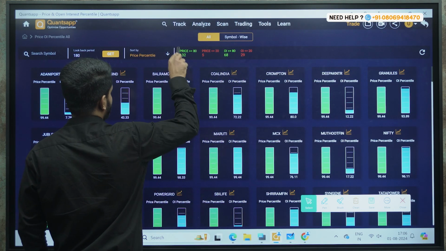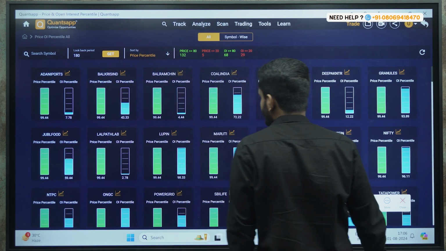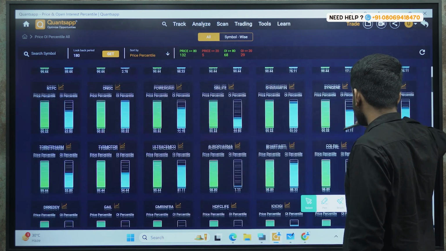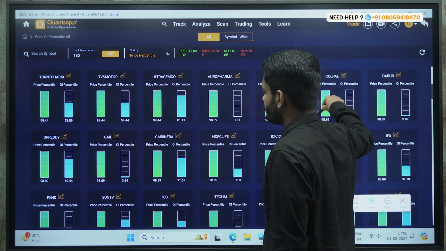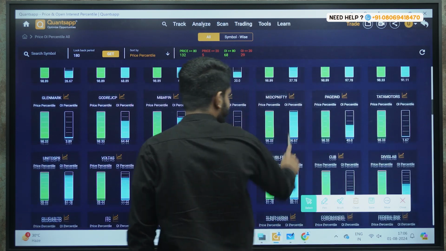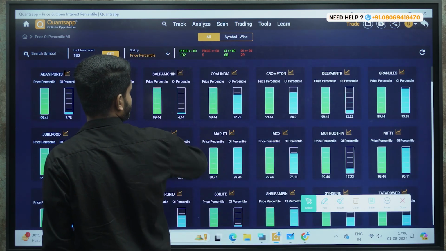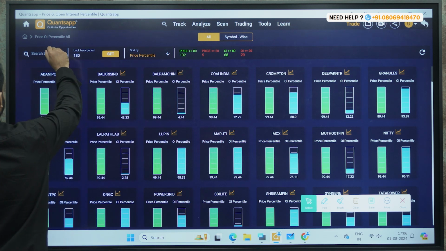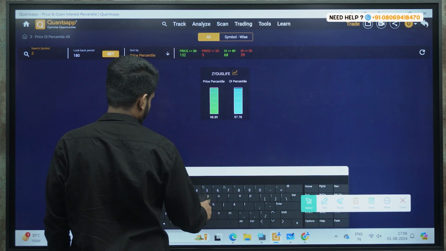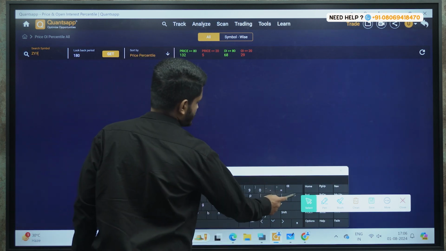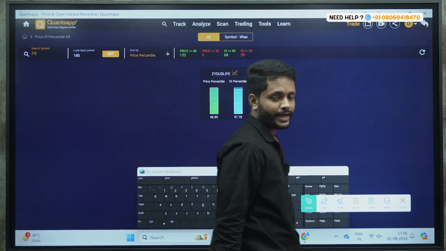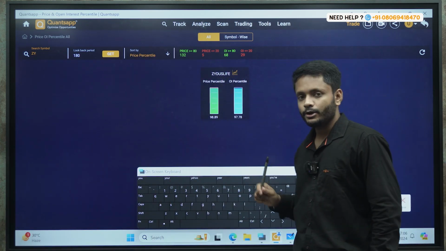Correct? So let me filter out now. Let me go and check any stock where the price is above 90 and also the OI is above 90. Say for example, let me take Zydus Life. Give me a second. Here it is not mentioned. Let us go and check this stock because I was personally tracking it. See, if I type Zydus, can you see price percentile above 90 and OI also above 90 in Zydus Life? Can you see price 98 and OI 97?